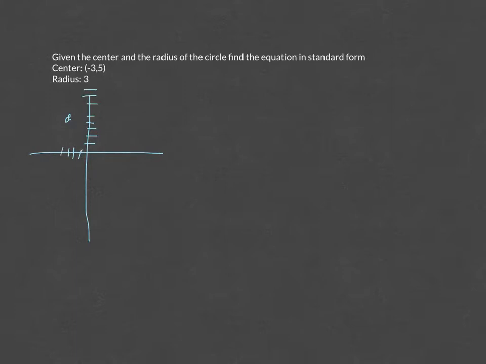So in order to graph a circle, it's very, very simple. You just go left, right, up, and down, whatever the radius is. So I'm going to go up 3, right 3, down 3, and left 3. And then that is our circle. The more times you go around the circle, the more it looks like a circle.